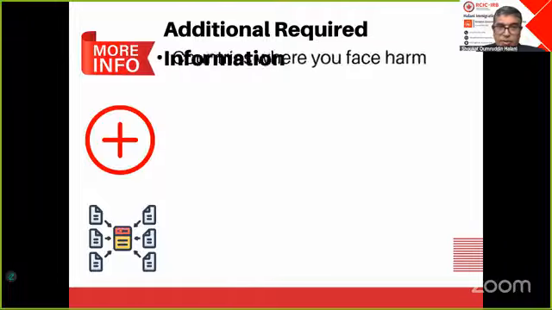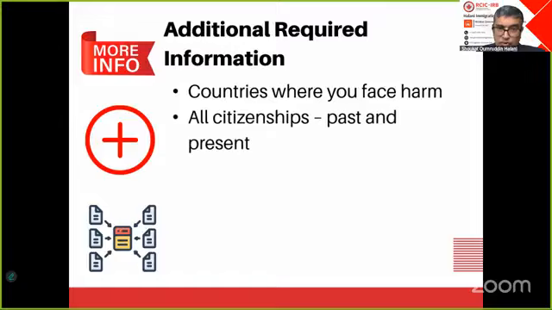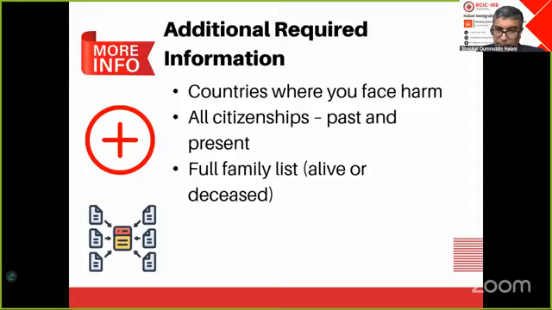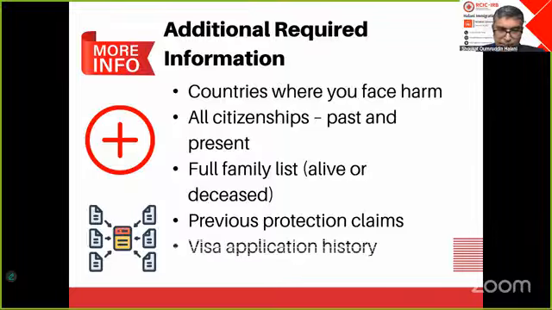Additional required information here: countries where you face harm. You will have to mention all other countries where you can face harm in the BOC form. And also all citizenship, past and present, you will have to mention in your BOC form. Full family list, alive or deceased, your siblings or step siblings, half siblings, everything you will have to mention. Previous protection claims, if you have applied in any country, you will have to mention. All visa application history you will have to mention.